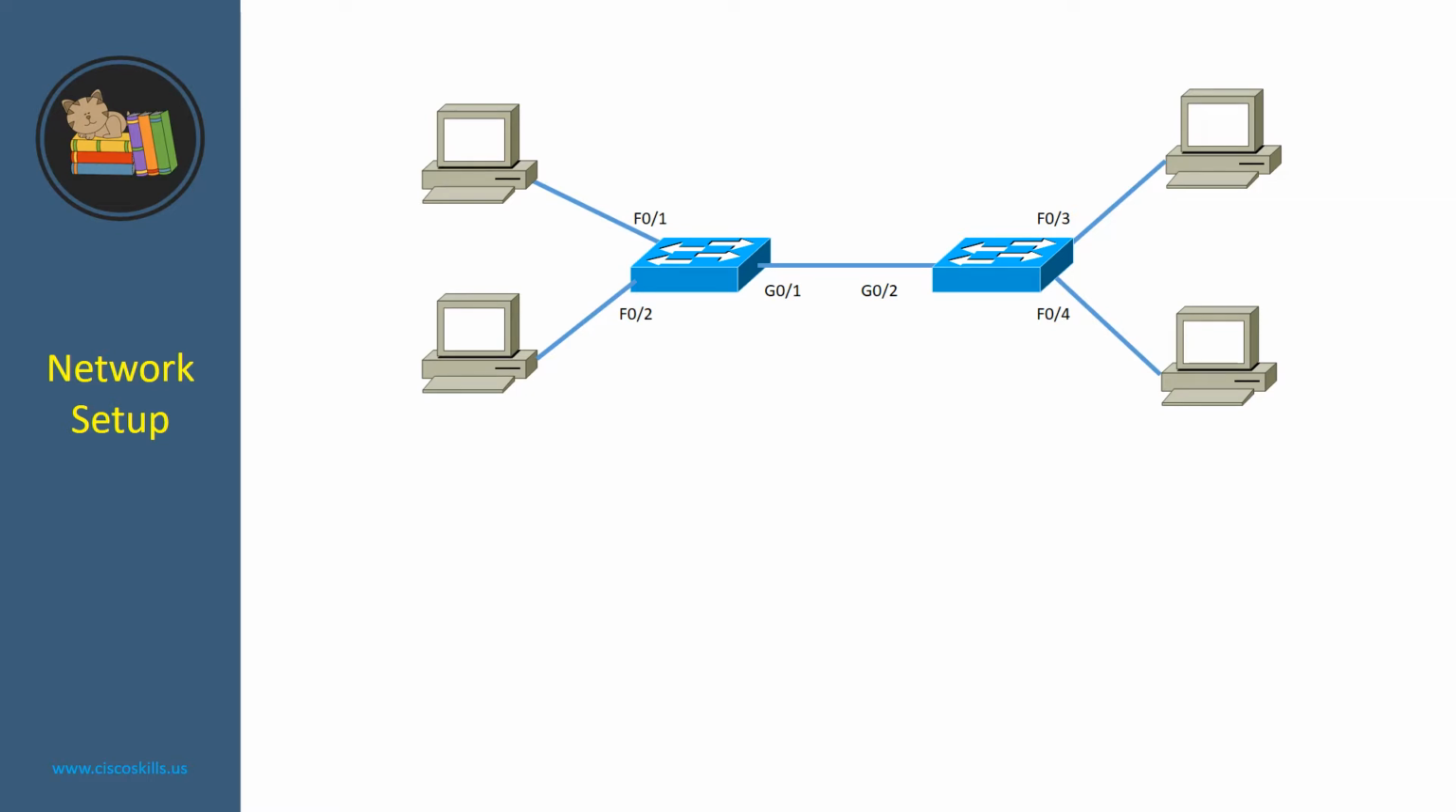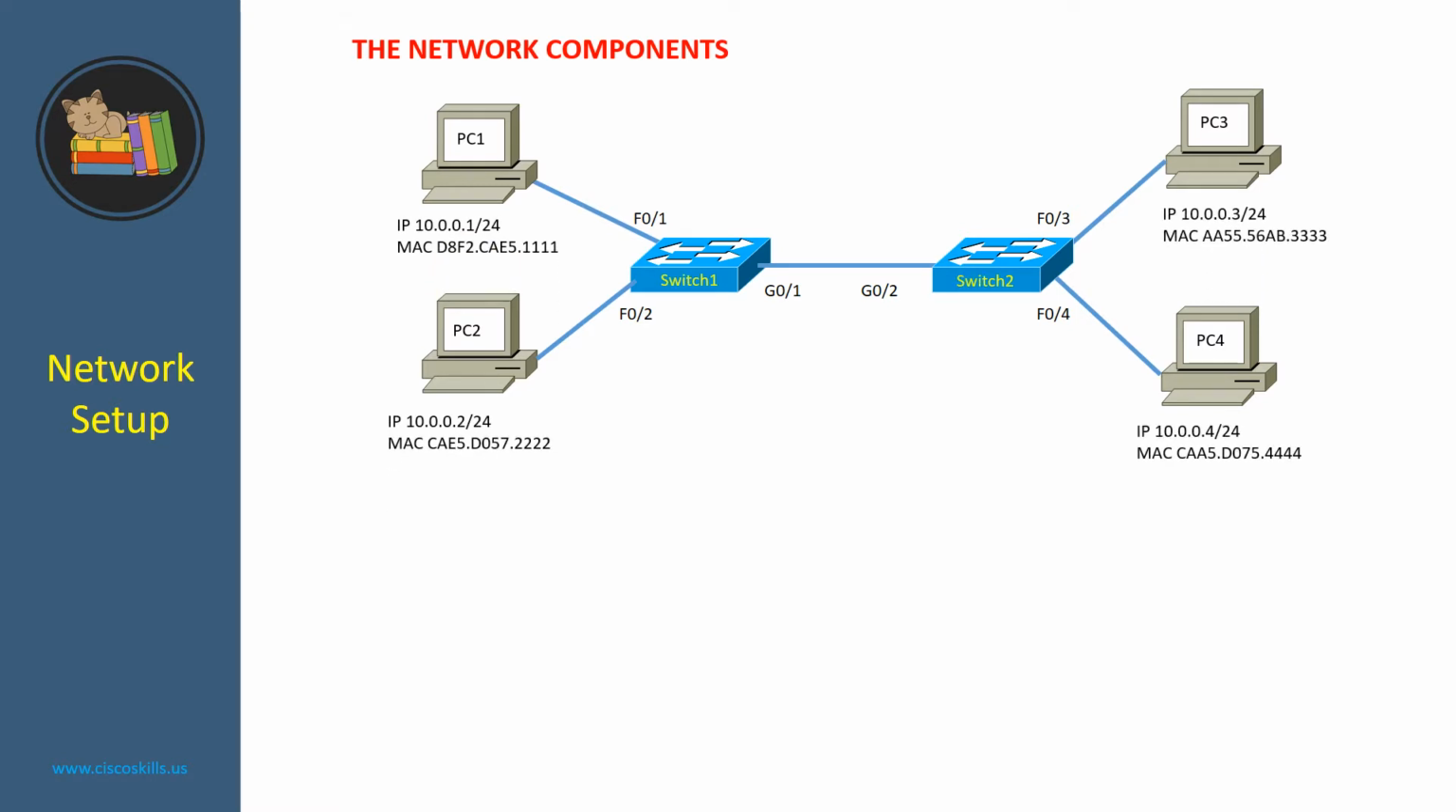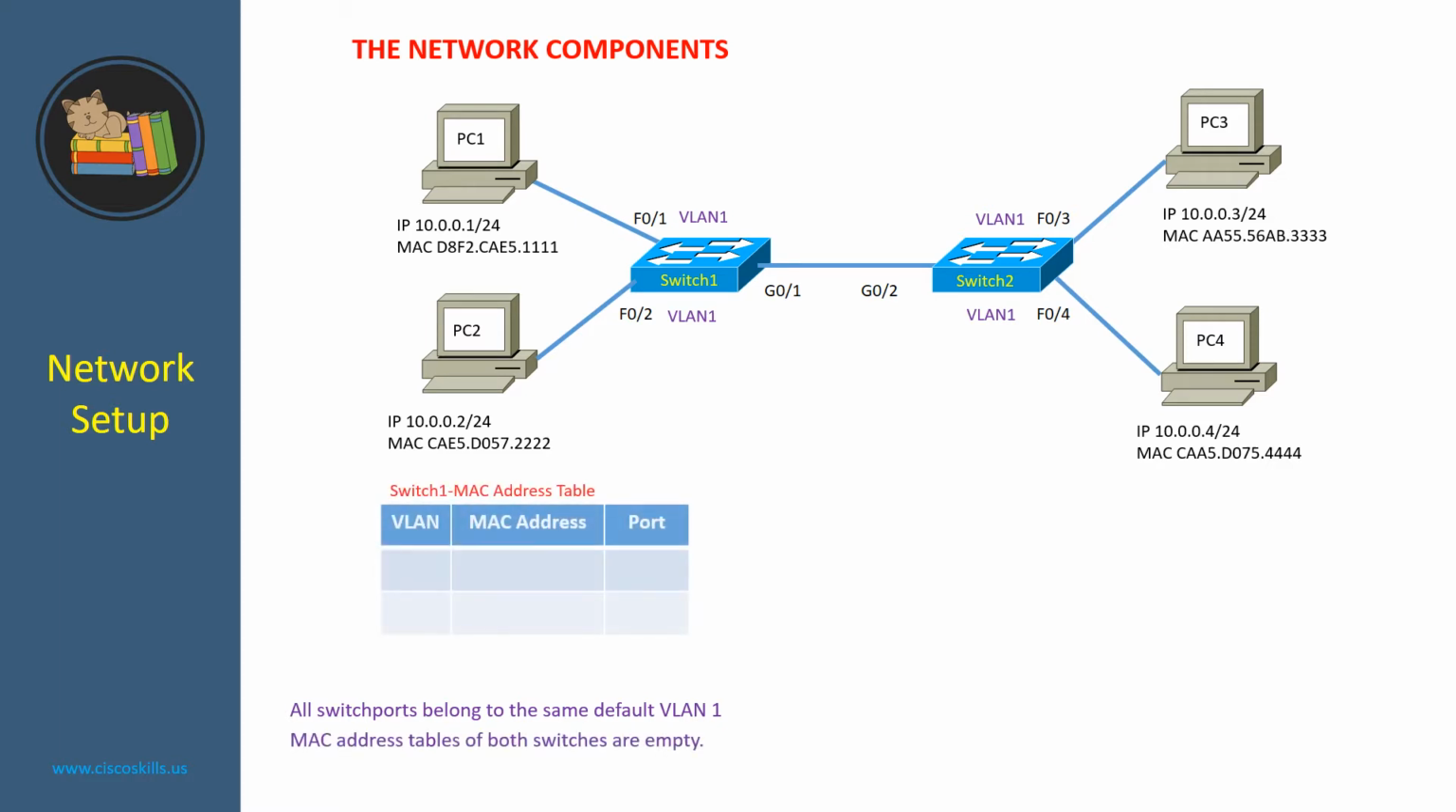Before going into detail of each process, let's talk about the network setup for this lesson. Here are the network components. As you can see, we have 4 PCs and 2 switches. Each PC is configured with an IP address associated with a MAC address. All switch ports belong to the same default VLAN, VLAN 1. At the initial setup, the MAC address tables of both switches are empty.